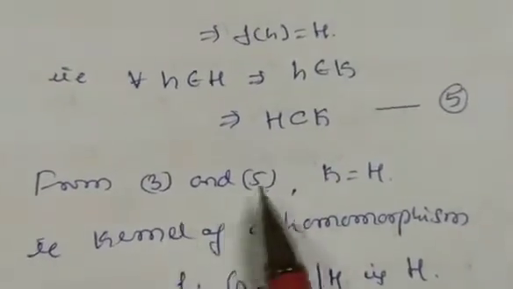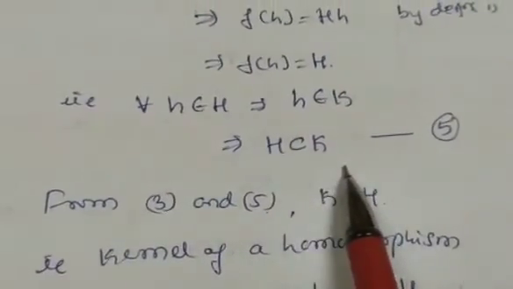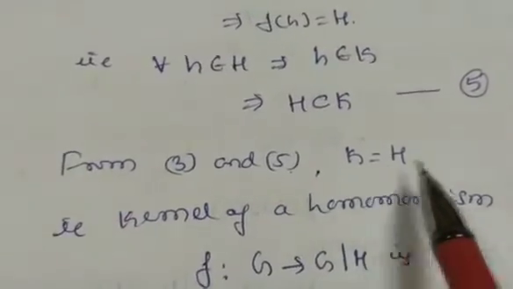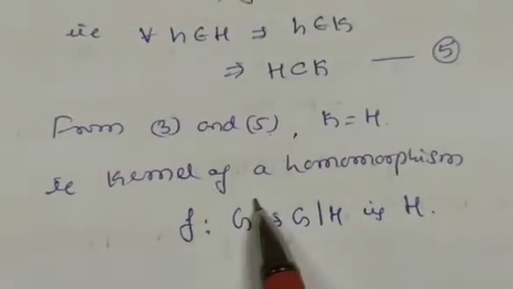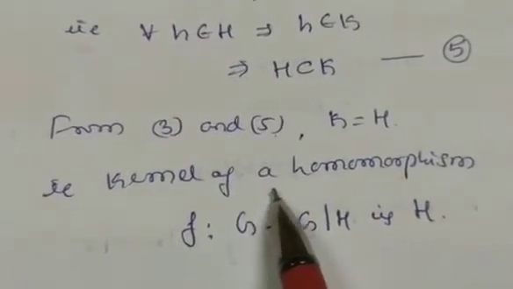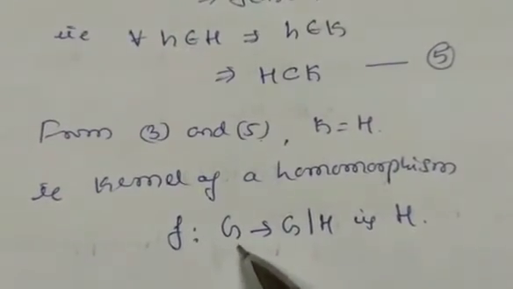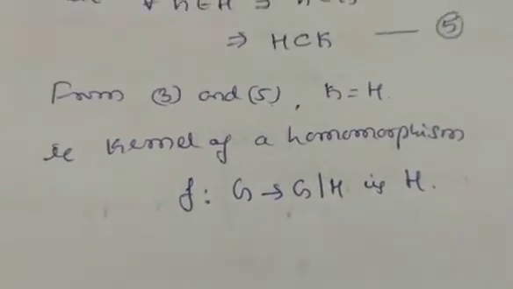So from equations 3 and 5: in equation 3 we have K is contained in H, and in equation 5 we have H is contained in K. So from these two we can say that they are equal. This implies K is equal to H. That is, the kernel of f, where f is a homomorphism from G to G/H, is H. So this is the proof of this theorem.